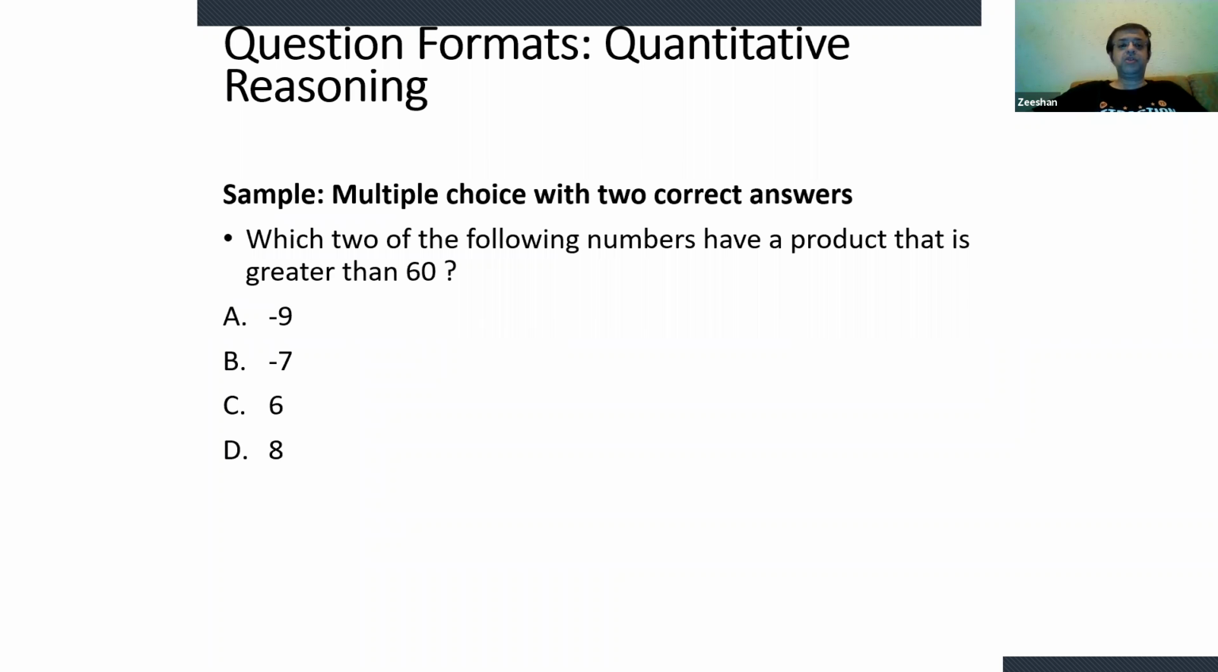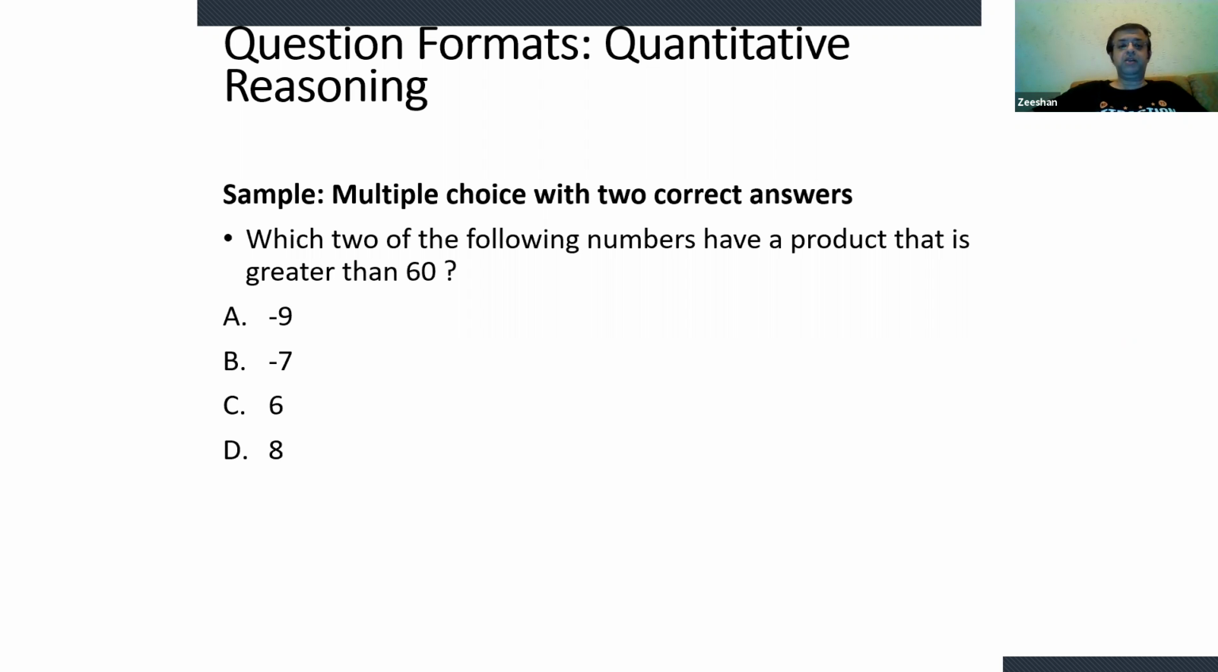Okay, now this is a question where you have multiple choice with 2 correct answers. Which 2 of the following numbers have a product that is greater than 60? Now, what does product mean? Product means multiplication. And we have been asked to select 2 numbers. So we know that there are going to be 2 correct answer choices. So we need to find 2 such numbers. When we multiply those 2 numbers, the answer should be greater than 60.